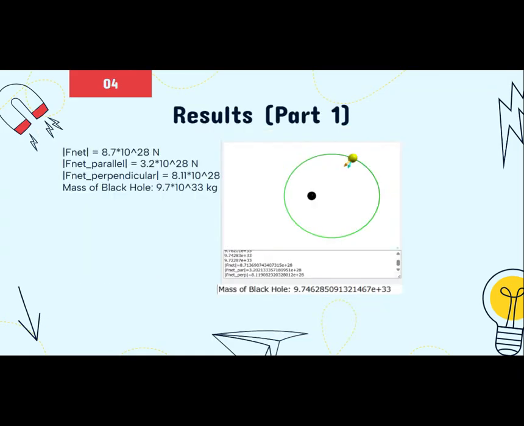Here are the results for part 1. Throughout the trajectory, Fnet perp changed much more than Fnet parallel, showing that it had much more of an influence on the trajectory, and that being direction. And we calculated the magnitude of Fnet as 8.7 times 10 to the 28 newtons, and the mass of the black hole as 9.7 times 10 to the 33 kilograms.